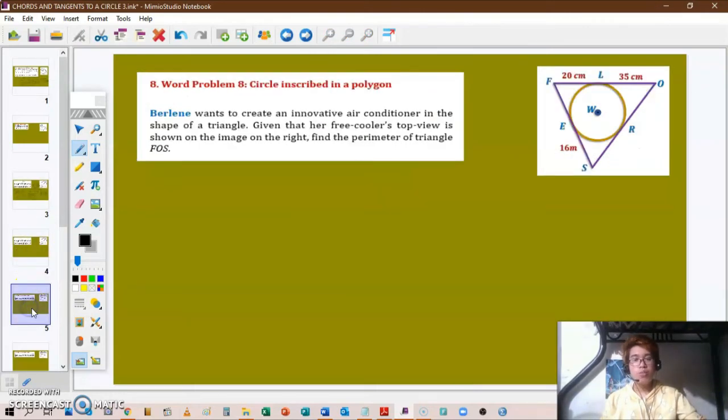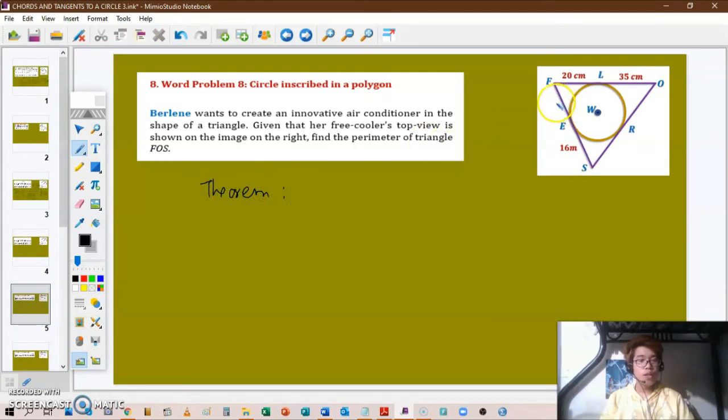Okay, so let's move on to our last problem here. Berlin wants to create an innovative air conditioner in the shape of a triangle. Given that her free cooler's top view is shown on the image on the right, find the perimeter of triangle FOS. For this one, guys, we're going to use another theorem for the tangents of a circle.